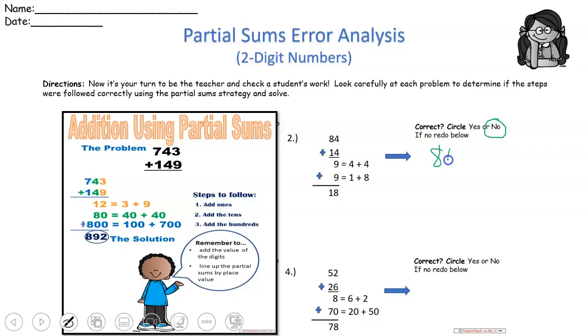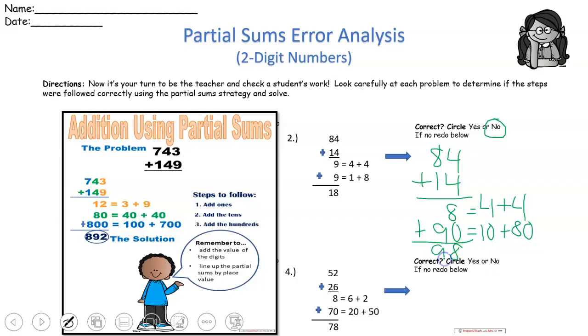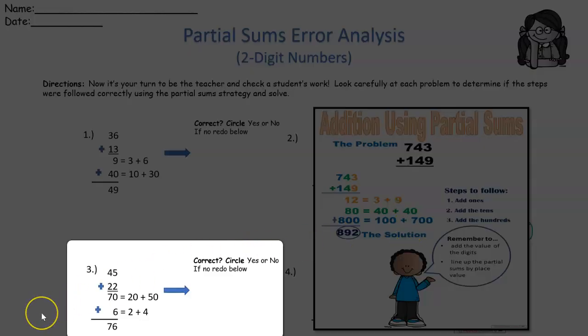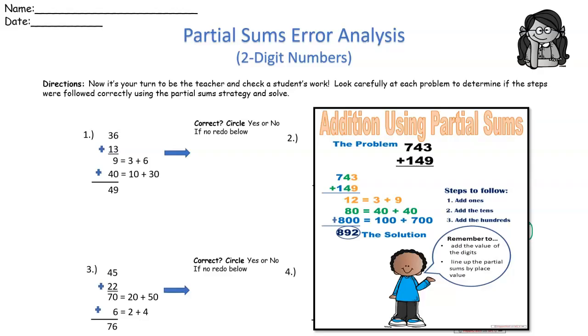So I will set up my problem, 84 plus 14, starting with the ones, add that up, end up with 8, then add my tens, end up with 90, add the partial sums, giving me a total of 98. Now it's your turn to give this next one a try. So let's take a look at number 3, 45 plus 22. See if you can determine if not only the answer is correct, but if they followed the steps correctly. Make sure to circle no and redo the problem down below.